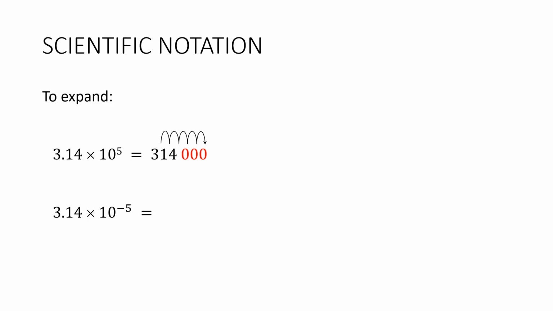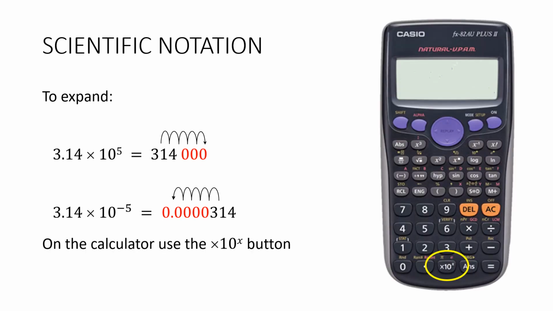And we can also do it with small numbers, 3.14 times 10 to the power of negative 5. So this time I'm going to put this 314 down here on the right hand side. I'm moving the decimal point 5 positions to the left this time, and fill in underneath with zeros. We've got 0.0000314.